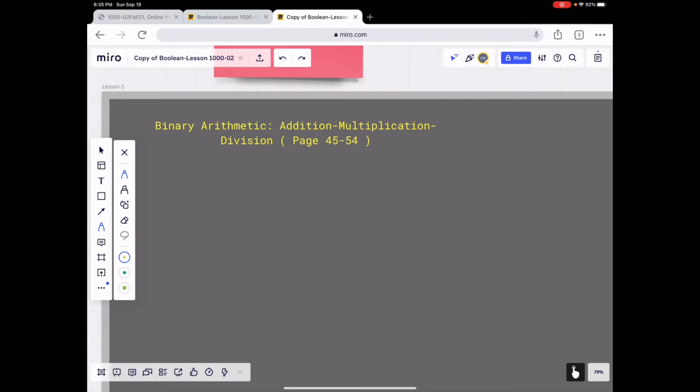We have to know the basic binary addition rules. So I'm going to start with adding 0 and 0, then 0 and 1, 1 and 1, and 1, 1, and 1. Add these together. Okay.